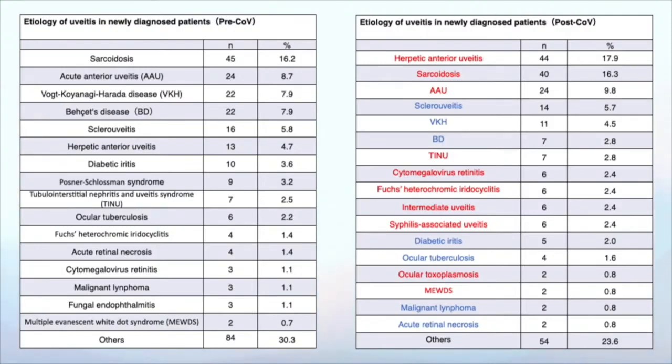Looking at these results, first, sarcoidosis and scleritis-related uveitis remain relatively unchanged. Behçet's disease and Vogt-Koyanagi-Harada disease have decreased. In contrast, herpetic anterior uveitis has increased significantly from 13 to 44 cases, and other infectious diseases such as CMV retinitis, syphilitic uveitis, and ocular toxoplasmosis have also increased.